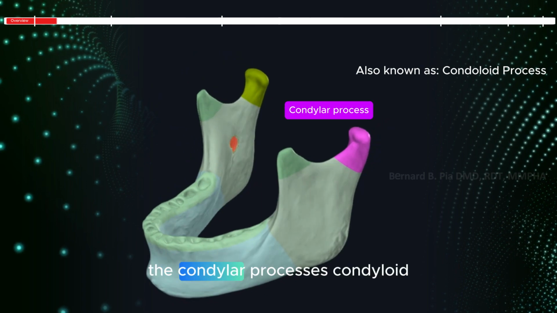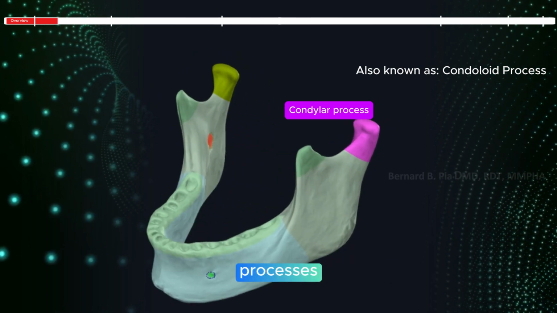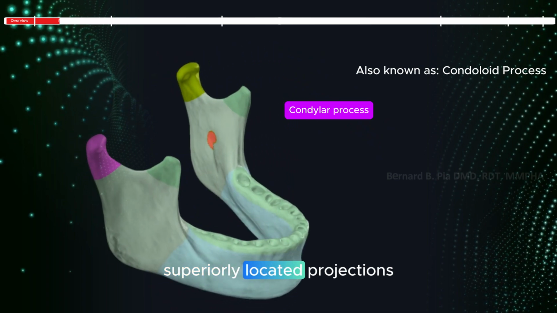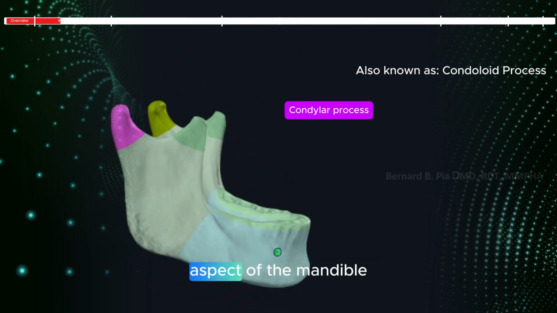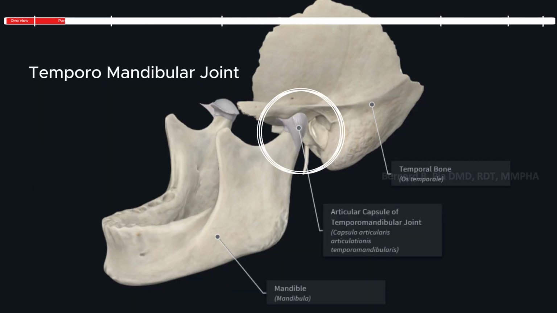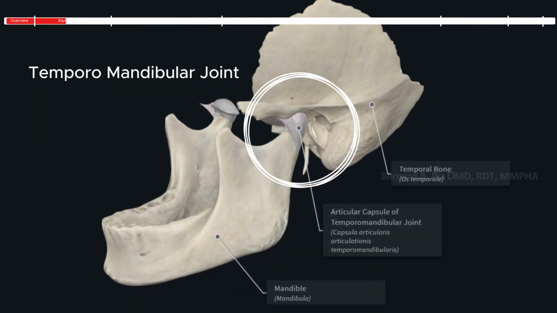3. The condylar processes. Condyloid processes are the two articular, posterosuperiorly located projections found along the superior aspect of the mandible. Provides an insertion site for the lateral pterygoid muscle and an attachment site for the lateral ligament of the temporomandibular joint. Contributes to the formation of the temporomandibular joint, along with the mandibular fossa of the temporal bone and an intervening articular disc of the temporomandibular joint.